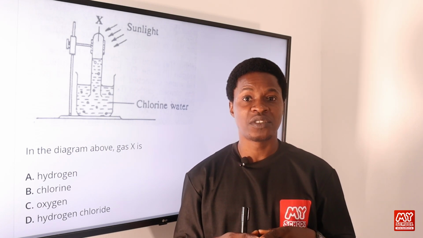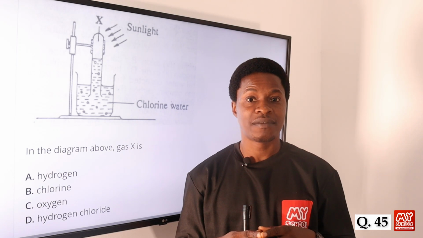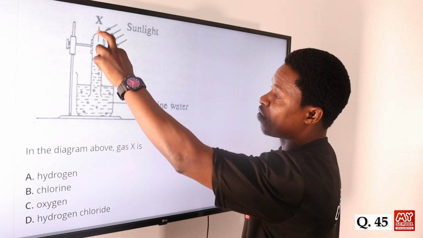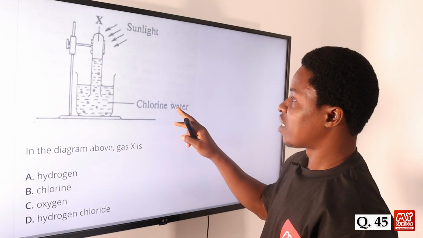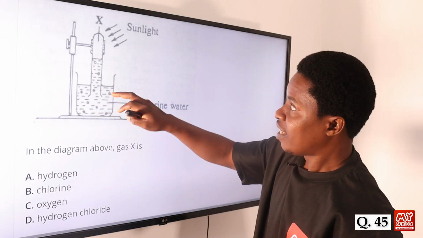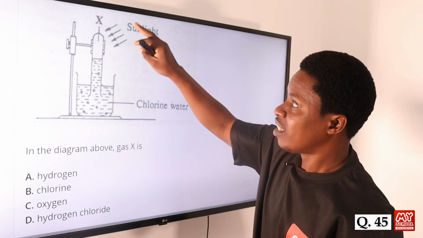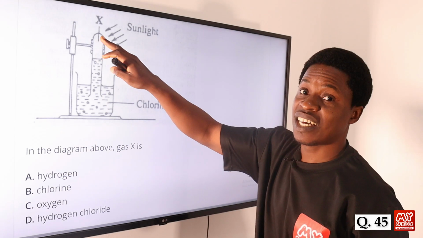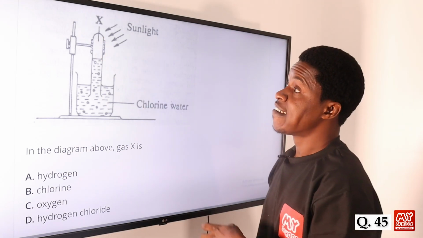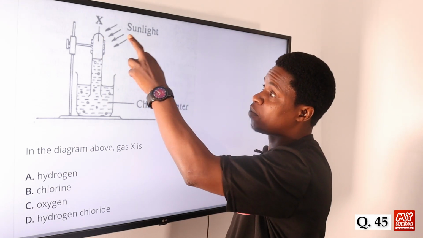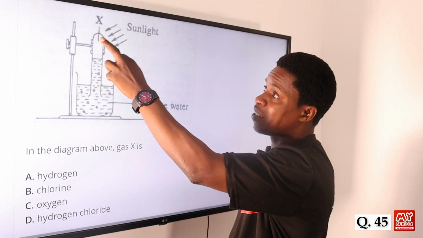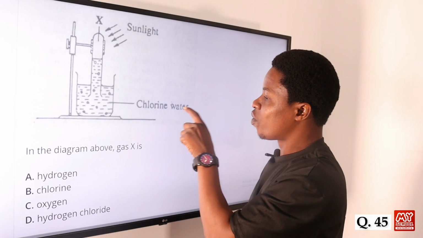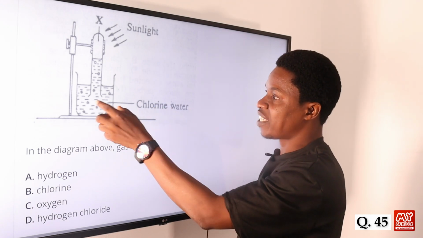Now let's move on to question number 45. In the diagram above, we have gas X, of course, being formed here. You can see we have chlorine water here, and then we have sunlight. Actually, it is what is subjected to sunlight. So something happens here. There's a reaction that takes place when the experiment is subjected to sunlight. So what happens here? Chlorine water is what we have here.